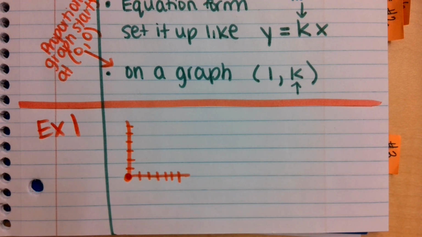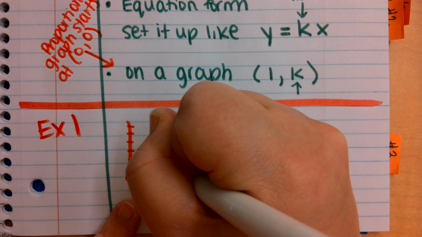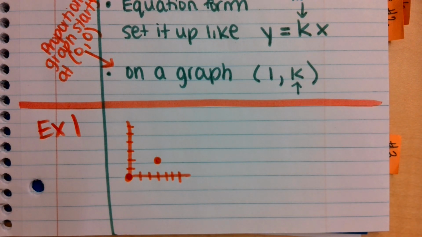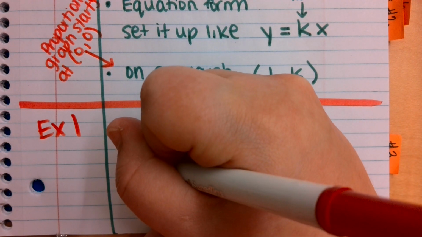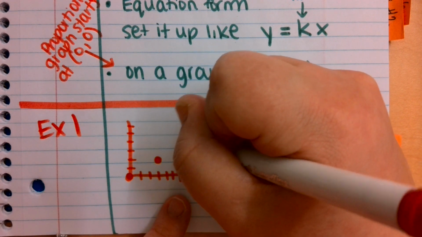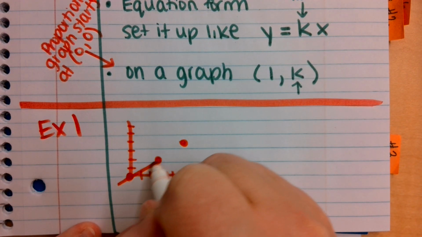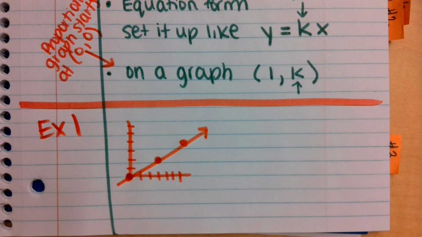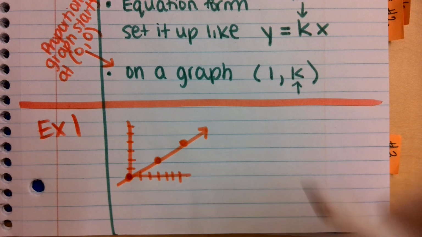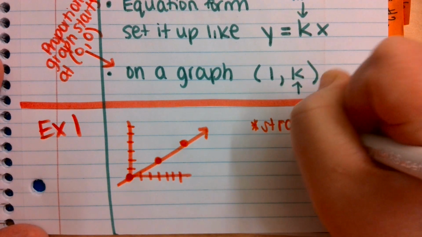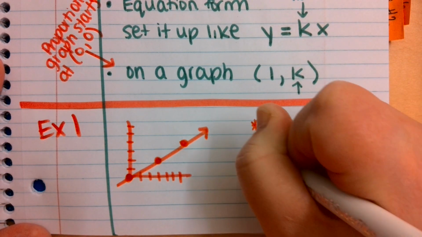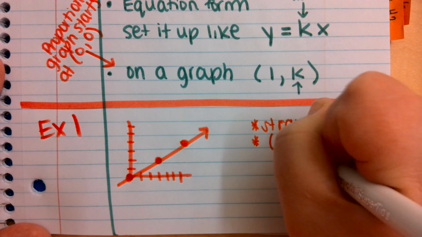My second point, 3 to the right, 2 up. So that point is 3, 2. My third point, 6 and 4 up. Notice my graph is a straight line. My graph goes through the origin. That's important. Straight line, and we need to have the point 0, 0.